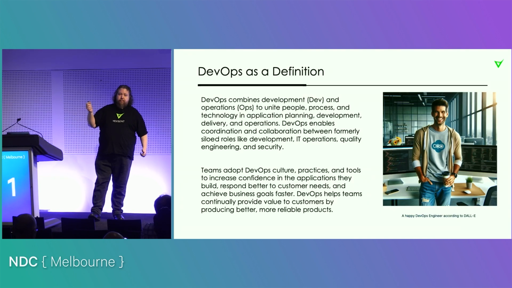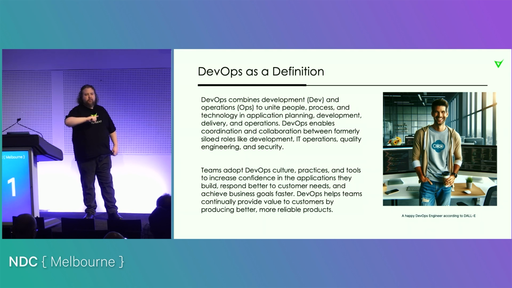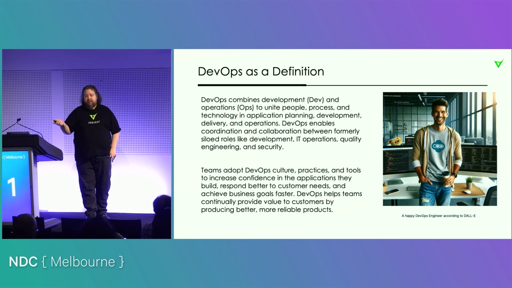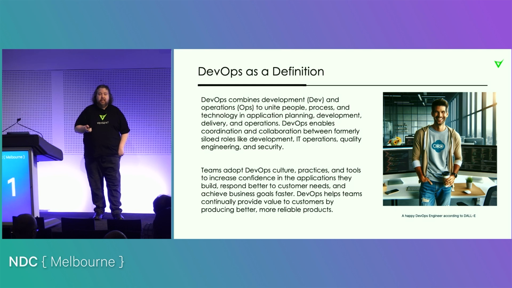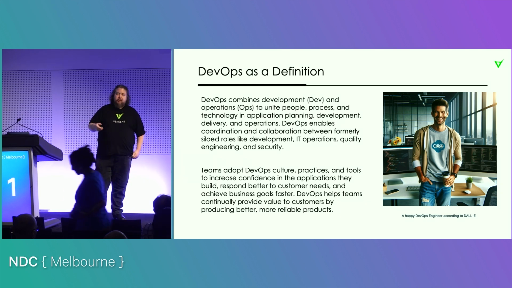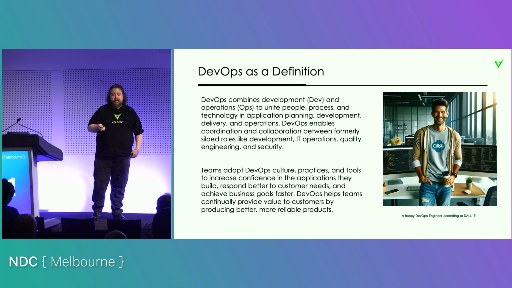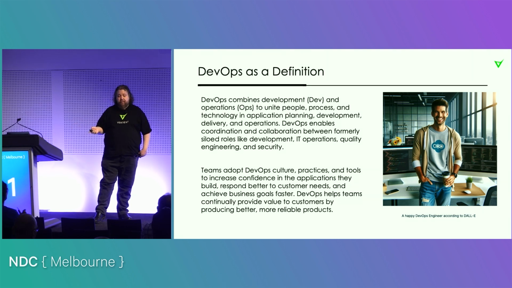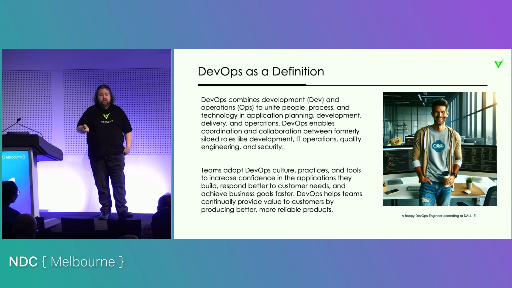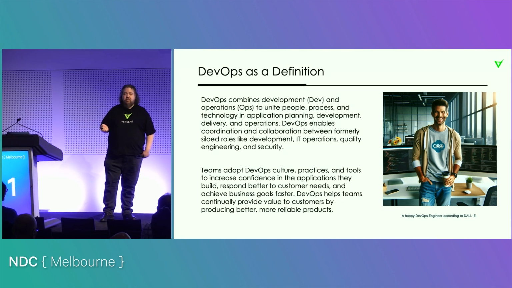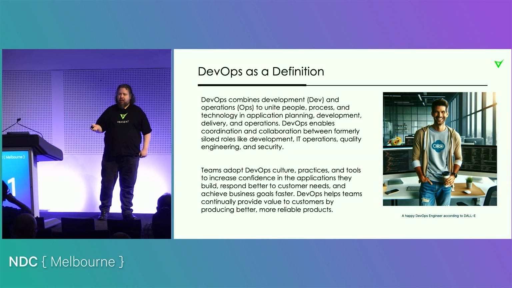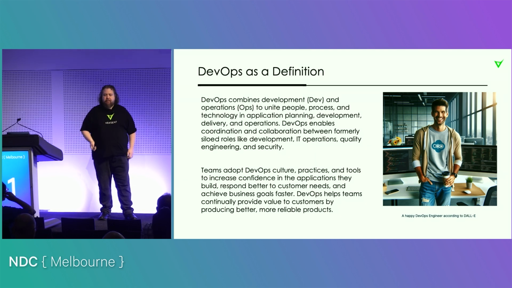So let's go through a definition though. This is the definition off the Microsoft Learn page, so this is not my definition, but we'll cover it quickly. DevOps combines development, dev, and operations to unite people, processes, and technology in application planning, development, delivery, and operations. DevOps enables coordination and collaboration between formerly siloed roles, like development, IT operations, quality engineering, and security. Teams adopt DevOps culture, practices, and tools to increase confidence in the applications they build, respond better to customer needs, and achieve business goals faster. DevOps helps teams continually provide value to customers by producing better, more reliable products. Big, huge mouthful.